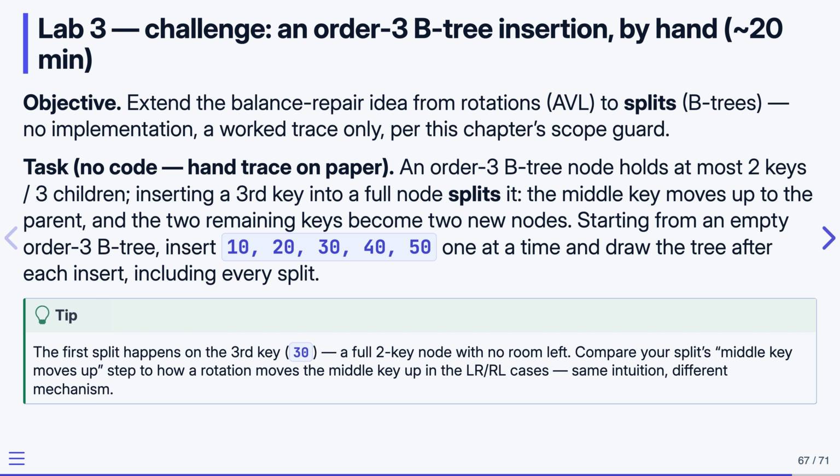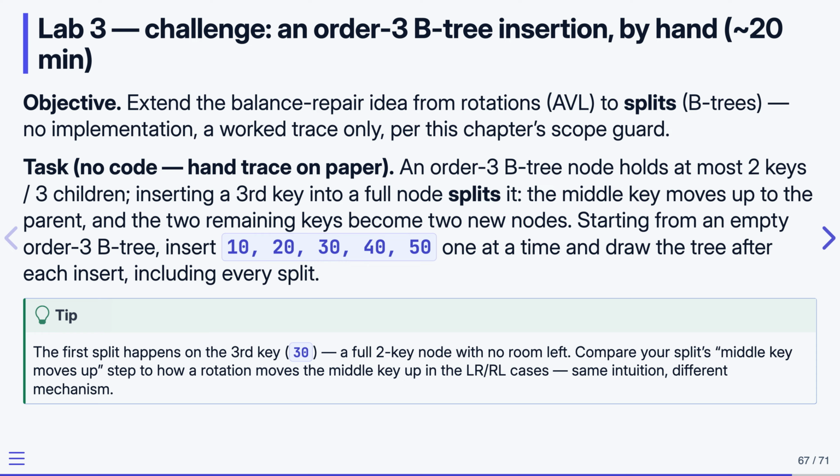Lab 3 is a challenge and a change of gears. You will extend the balance repair idea from rotations to splits, which is how B-trees stay balanced. There is no code, just a hand trace on paper. An order 3 B-tree node holds at most 2 keys and 3 children. Insert a third key into a full node, and it splits. The middle key moves up to the parent, and the 2 remaining keys become 2 new nodes.